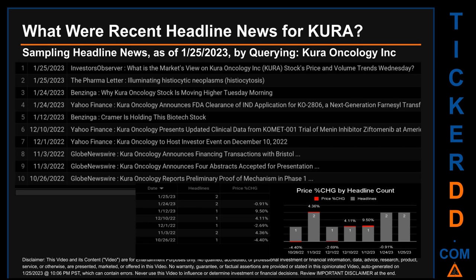As it happened, the stock price for KURA on those publication dates respectively saw a jump of -0.91% along with a jump of 4.36% when comparing the day's opening versus closing price. The oldest publication date of Wednesday, October 26, 2022, was actually the day with the lowest percentage change in price. It saw a price drop of -4.40%. The latest publication date of Wednesday, January 25, 2023, was actually the day with the highest percentage change in price. It saw a price jump of 9.50%.